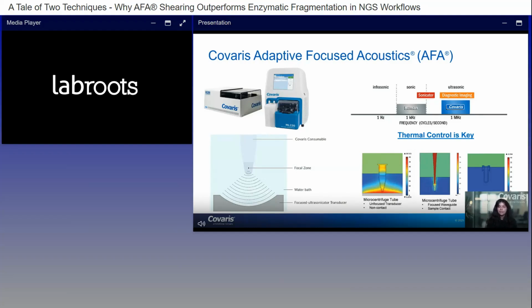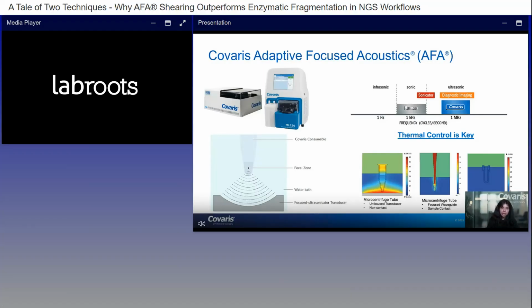Now, Covaris ultrasonication instruments are a little different from sonication instruments that you might have used in the past. One feature is that ultrasonication happens at the ultrasonic range, which is outside of the audible frequency for humans. For researchers, this means that you don't need to wear ear protection when you're using a Covaris ultrasonicator. The second feature is thermal control.